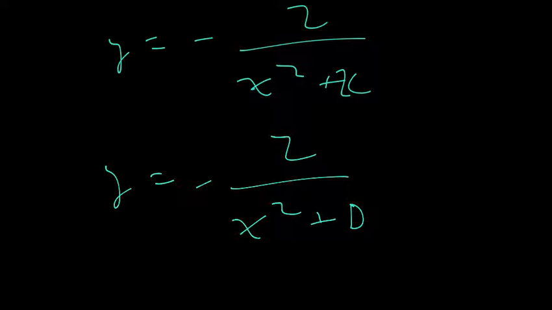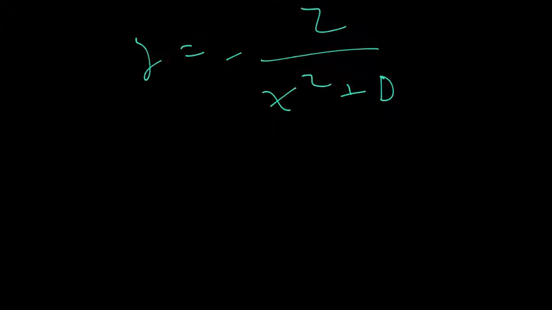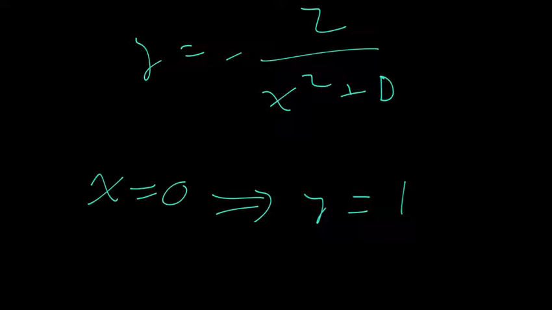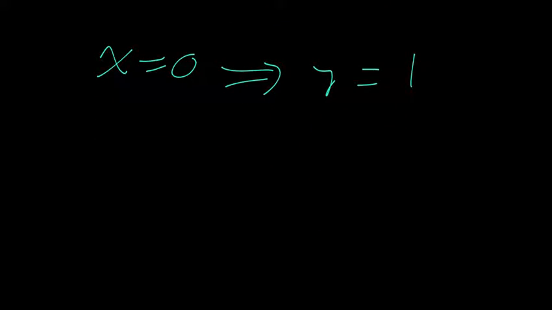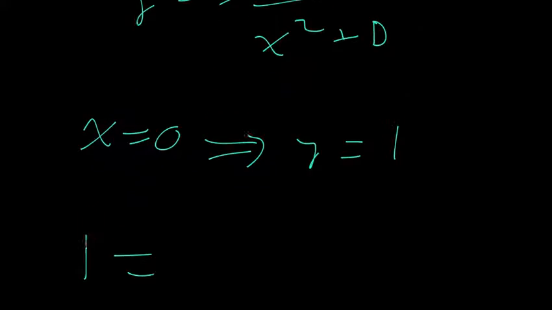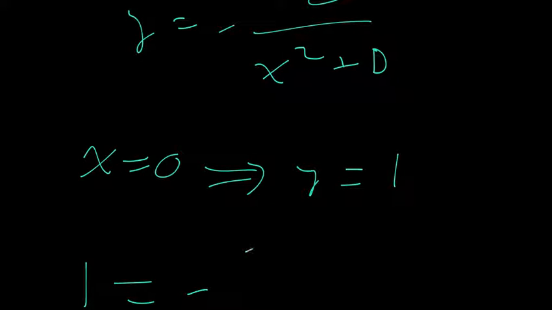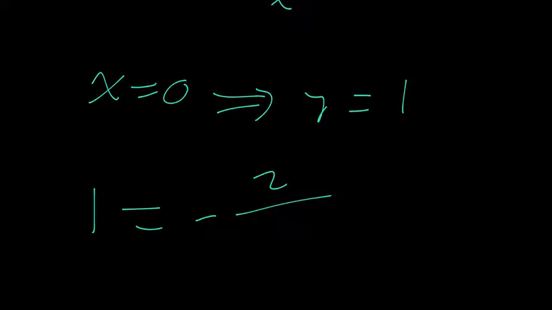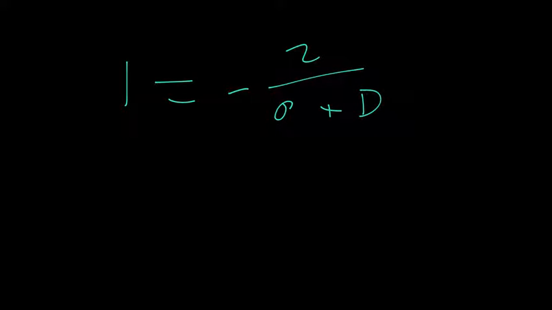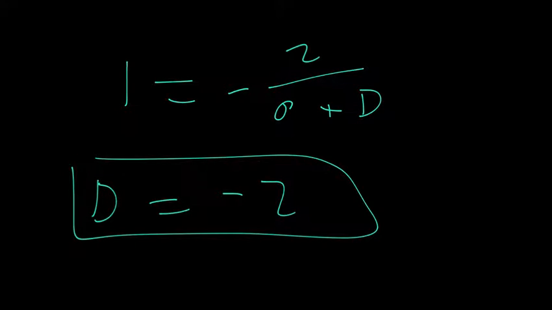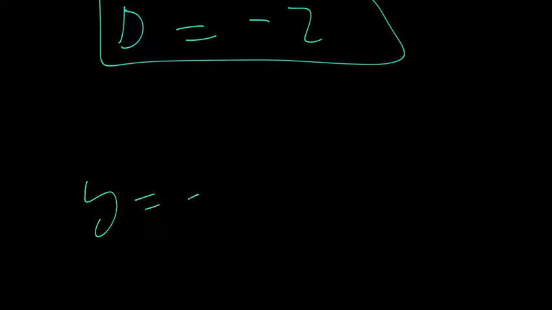So we're given enough information now that we can actually solve for d, because we're told that when x equals 0, y equals 1. So let's go ahead and plug that information in. So 1 is equal to negative 2 over 0 plus d. And to solve for d, we just multiply both sides by d. We'll get that d is equal to negative 2. So then our full solution is going to be that y equals negative 2 over x squared minus 2.